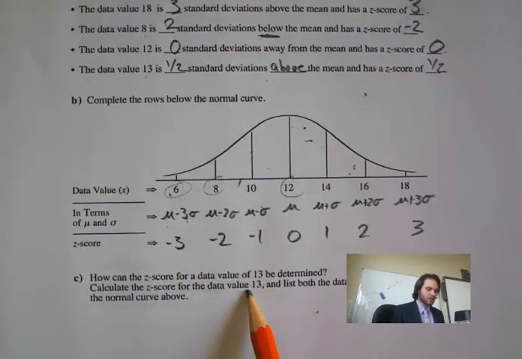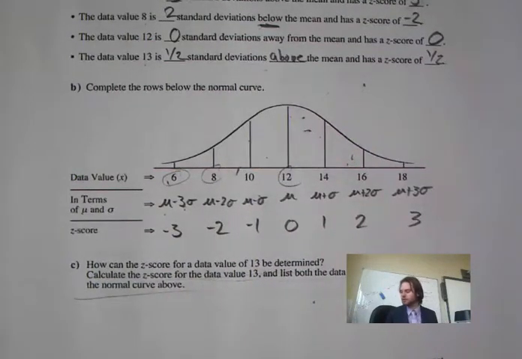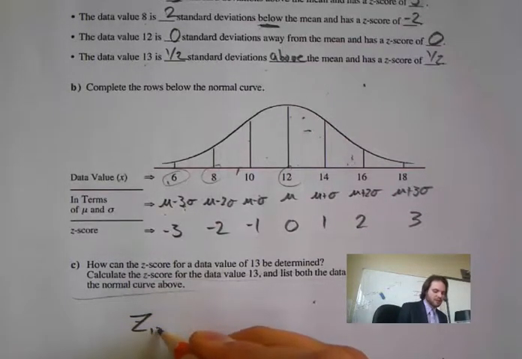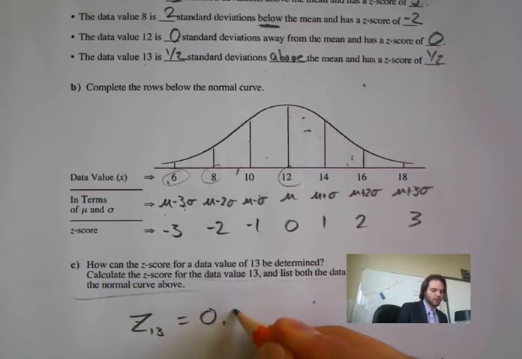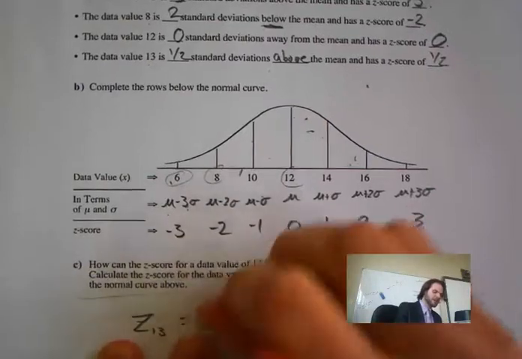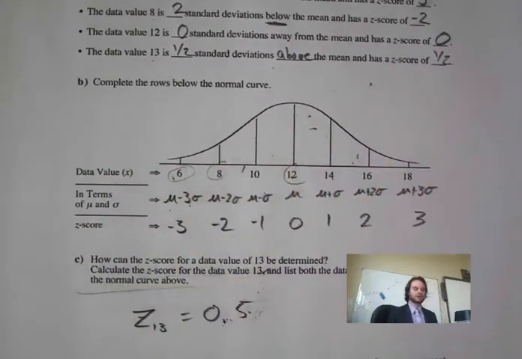Okay? Now, how can the z-score of the data value of 13 be determined? Calculate the z-score of the value of 13. List both the data values on the z-score and the normal curve. So how can we determine that? The z-score of 13 is equal to 0.15. Or sorry, 0.5. Because it's halfway between 12 and 14.